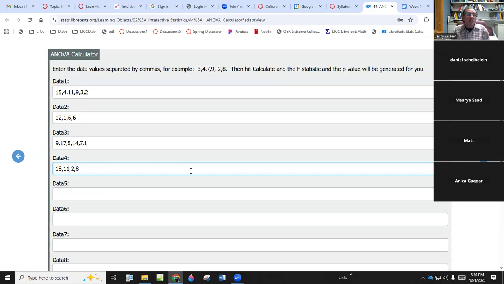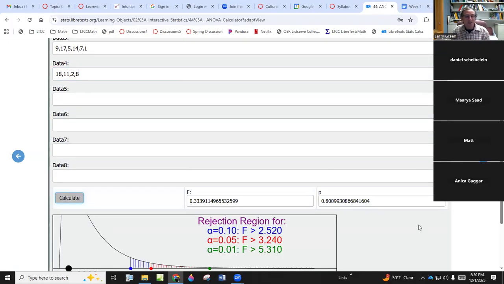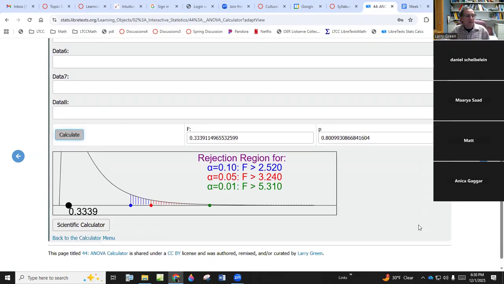Any questions on using this calculator? Okay. Now I just scroll down, I hit calculate. It's very simple. And here we are. This is something you've never seen before. This is called the F distribution. This is not the grade, by the way.